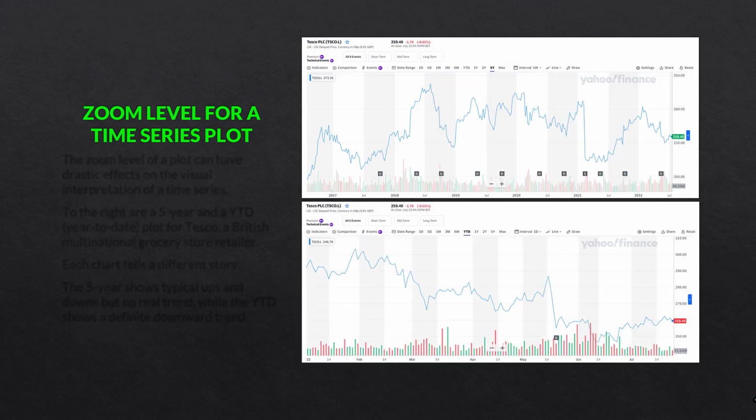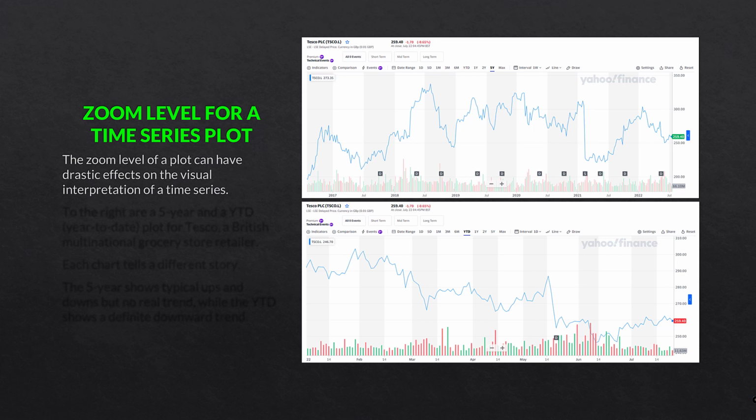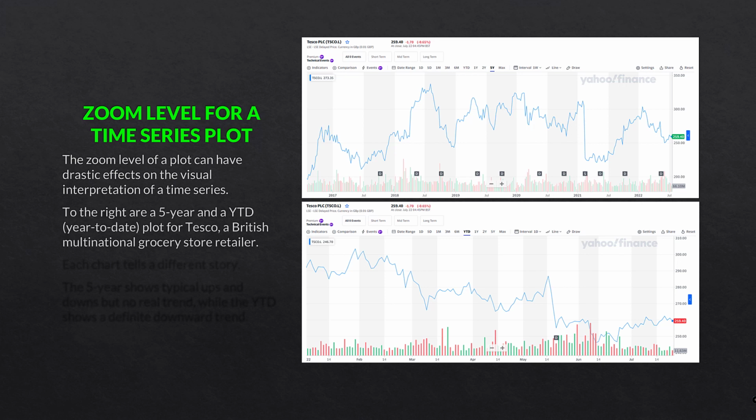Zoom level for a time series plot. The zoom level of a plot can have drastic effects on the visual interpretation of a time series. To the right are a 5-year and a year-to-date plot for Tesco, a British multinational grocery store retailer. Each chart tells a very different story. So you can see at the top we have the 5-year chart, on the bottom we have the year-to-date chart.